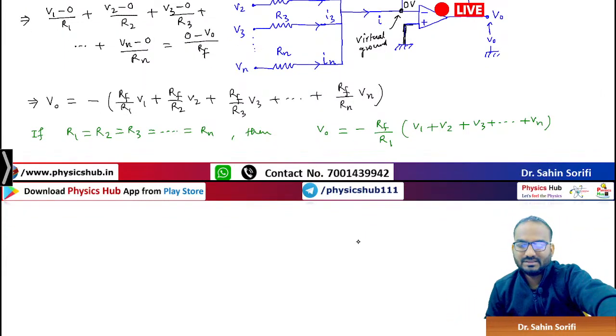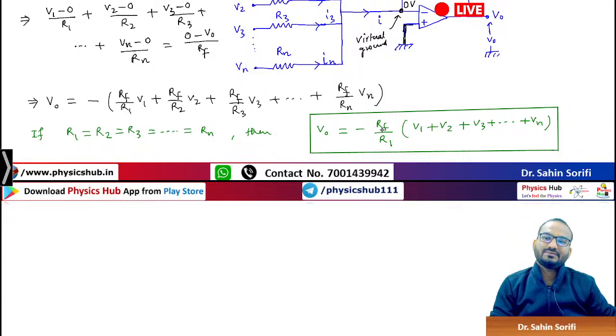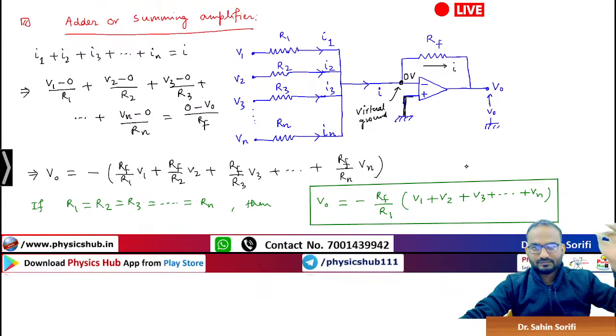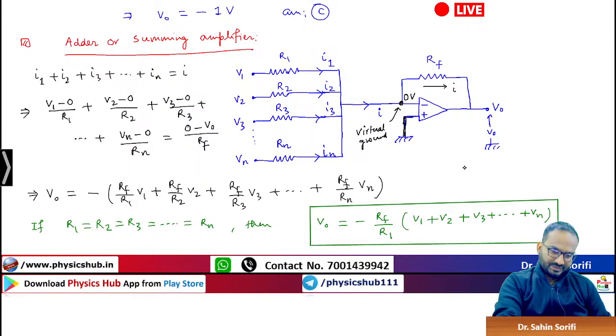So what does it signify? It signifies that the output voltage is nothing but the sum of the voltages with some multiplication factor, some scaling factor, you can say. So if you choose the resistances in such a way that Rf and R1 are the same, then they will cancel, they will become 1, and you can easily get the summing of the voltages. This is your adder or summing amplifier. Understood? Any question?